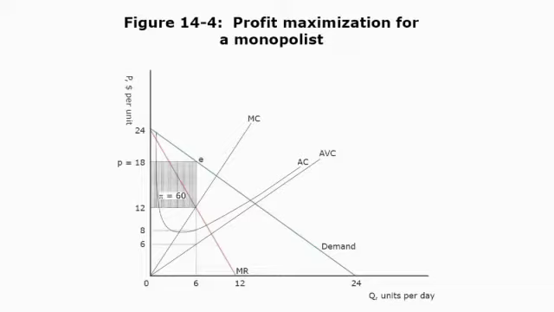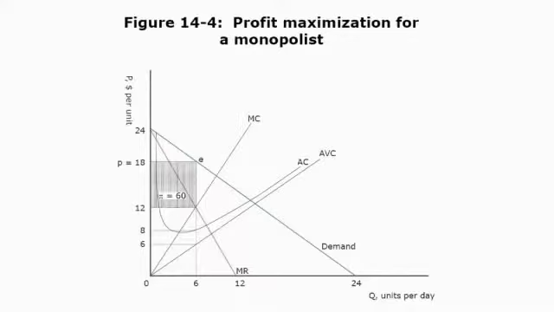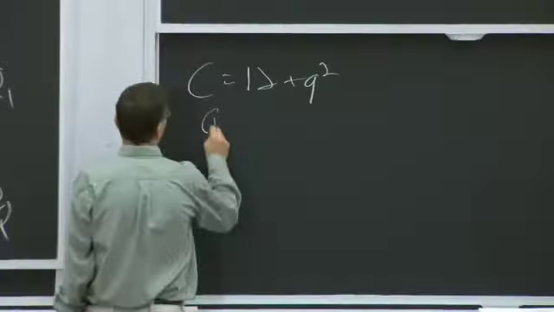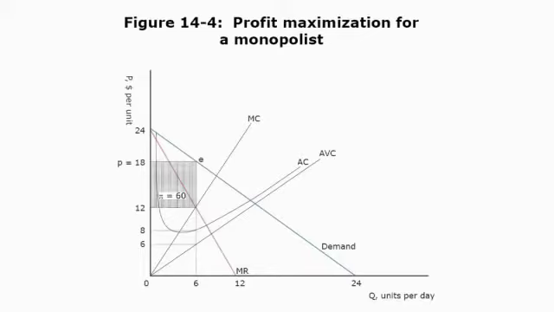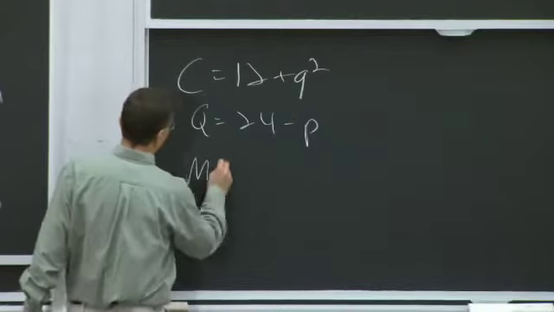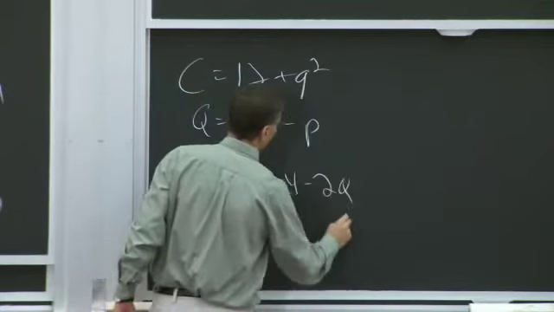This is a case where the cost function is 12 plus q squared. That's the cost function. And the demand function, as before, is q equals 24 minus p. So that's what's graphed here. Now, recall the rule that profit is maximized where marginal revenue equals marginal cost. Well, we know marginal revenue. We derived that above: it is 24 minus 2q.